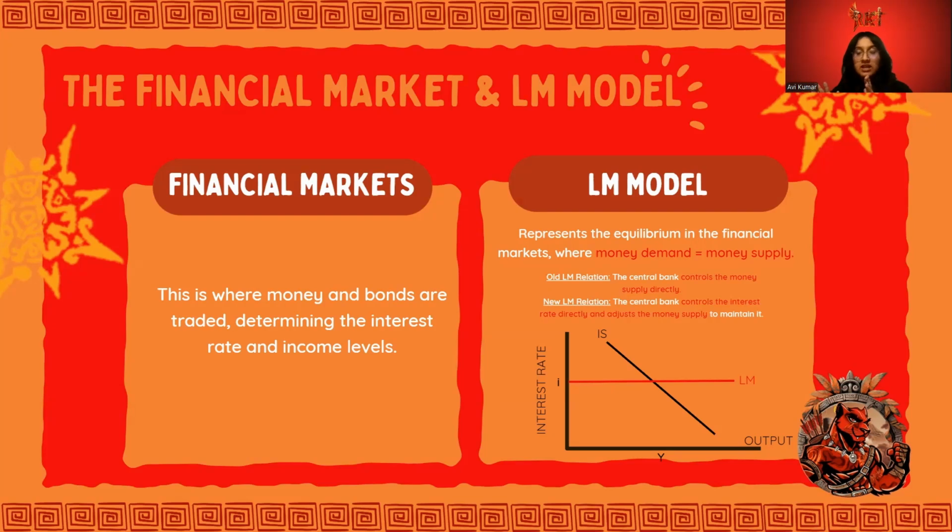Now, there was an old LM relation where the central bank would allow the LM to be determined naturally, but in the new LM relation, the central bank controls the interest rate directly and adjusts the money supply to maintain it. So it either buys bonds or sells bonds in order to keep the interest rate at a certain level. This was also discussed in session 3. So if you're confused about that, make sure you check out that video first.